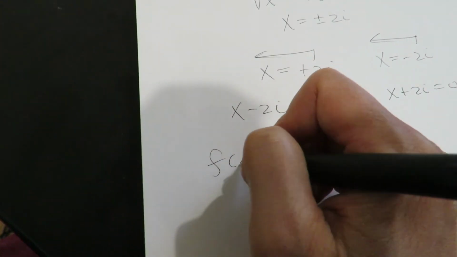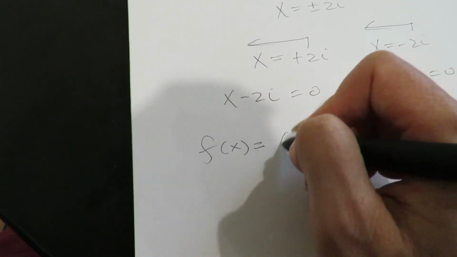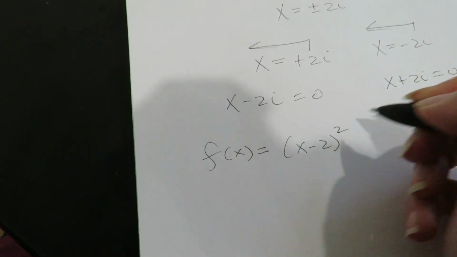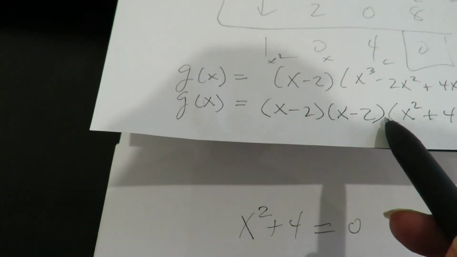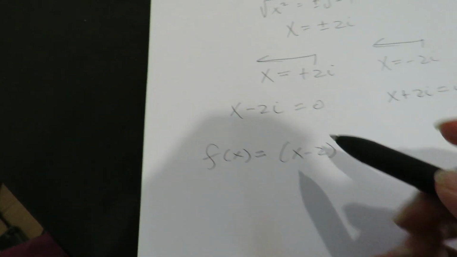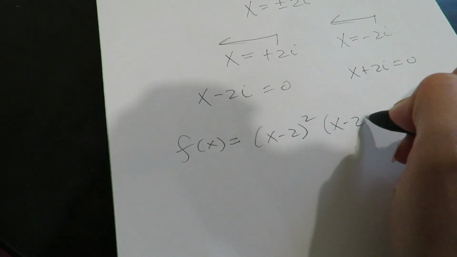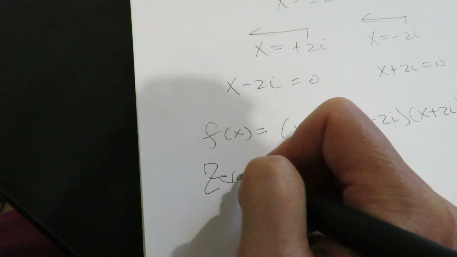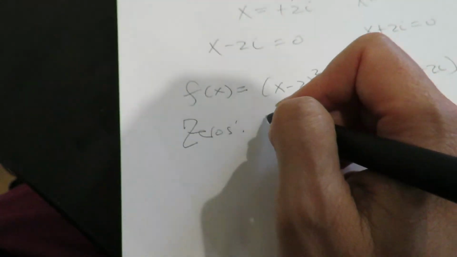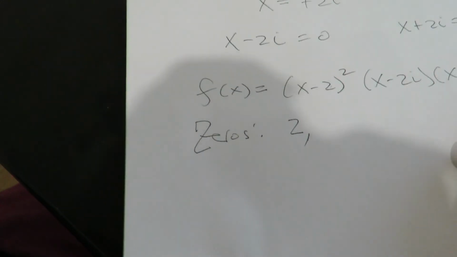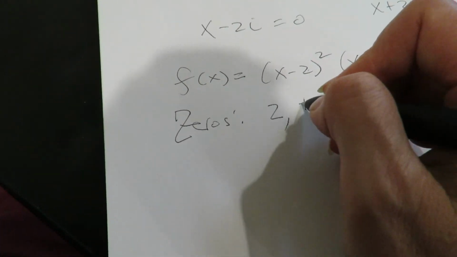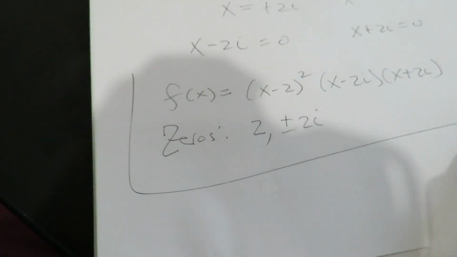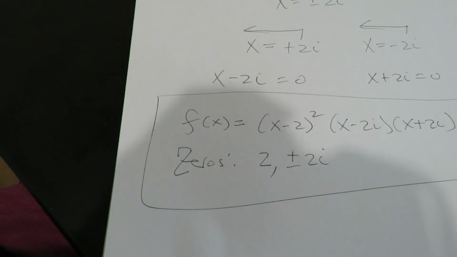So the final answer factored out is you've got 2 of these, x minus 2 quantity squared. So 2 of those, I'm going to write it like that, squared. And then I've got an x minus 2i and an x plus 2i. And I'm also just going to list the zeros because I would ask you to do that. You don't have to write 2 twice. If you do, that's fine, but you don't need to repeat it. And that's what you get. That's the final answer.